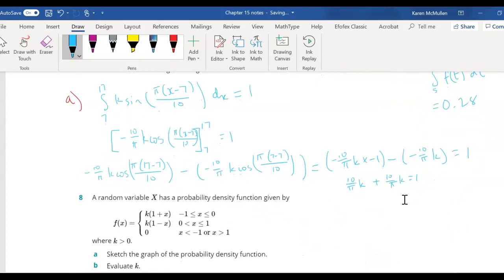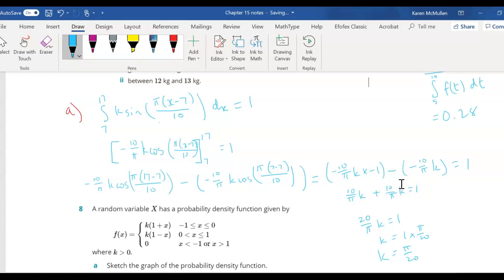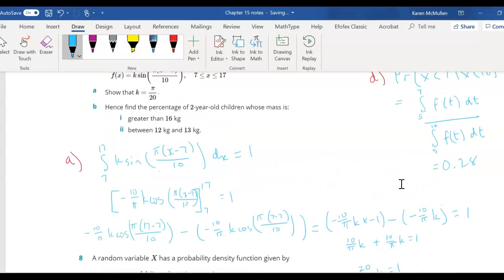Just going to scroll down a little bit to give us a bit of space. All right, so we've got 10 pi k plus 10 pi k. So that's going to be 20 pi k equals 1. And so k is equal to 1 times pi on 20, which gives us what we wanted. All right, so we wanted to show that. So long way around, finally got there, k equals pi on 20.